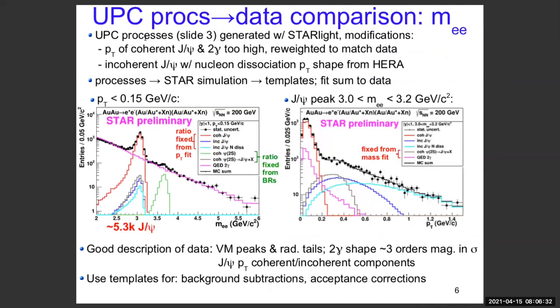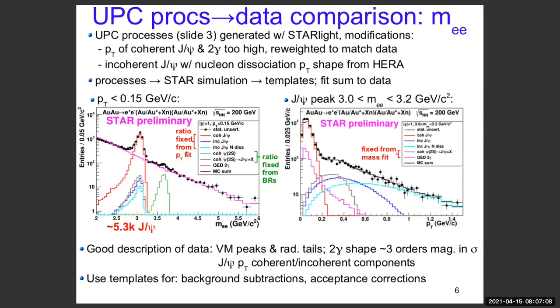Okay, so I'm going to compare now the processes I discussed earlier to the data. These are actually mass and PT. Now we take the processes I described earlier, generated with Starlight with some modifications. But Starlight doesn't quite match the transverse momentum distributions of the J psi and two photon, so they were reweighted to match the data. Also, to the incoherent, which Starlight does not include, this nucleon dissociation has been added in also. So we pass these processes to the STAR simulation, which produces templates which we can fit to the data.